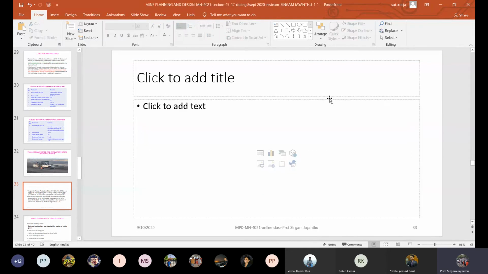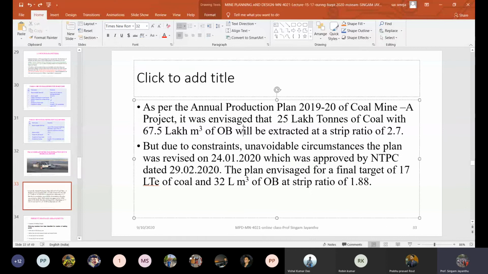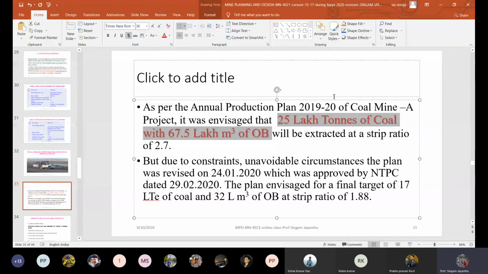Now, continuing further, as per the annual production plan, whatever is there here for 2019-20. So here, annual production plan, which was envisaged. This is based on your production scheduling with 25 lakh tons of coal, and then 67.5 lakh meter cube of overburden. That was as per the plan, with stripping ratio of 2.7 in 2019-20, right?